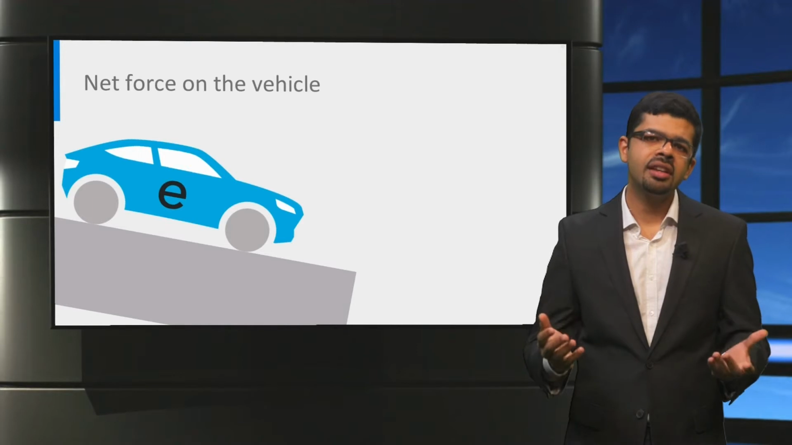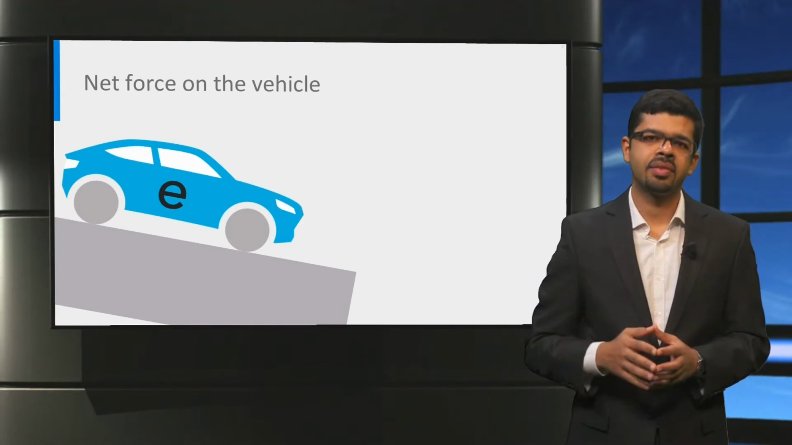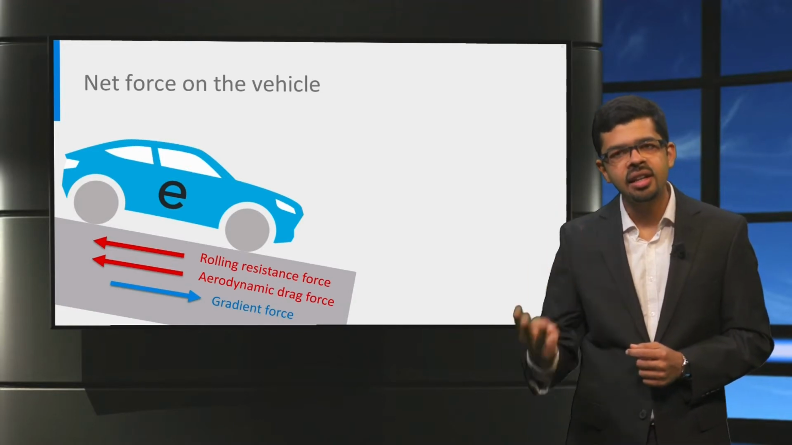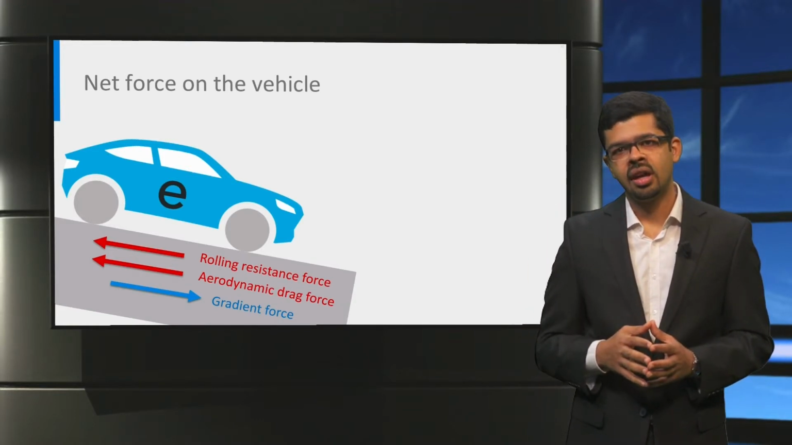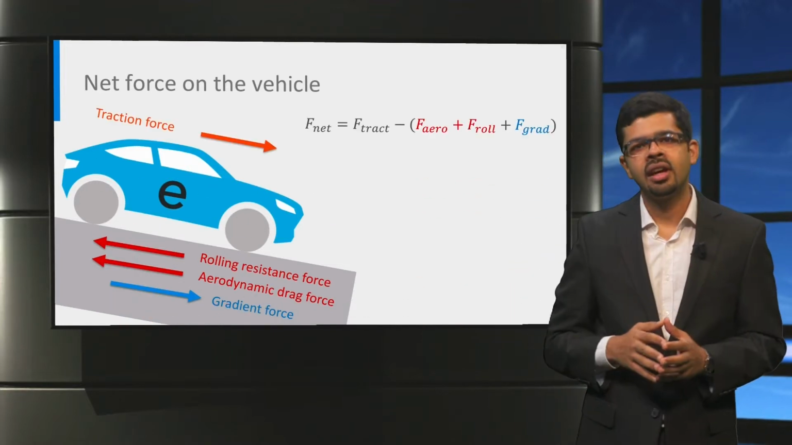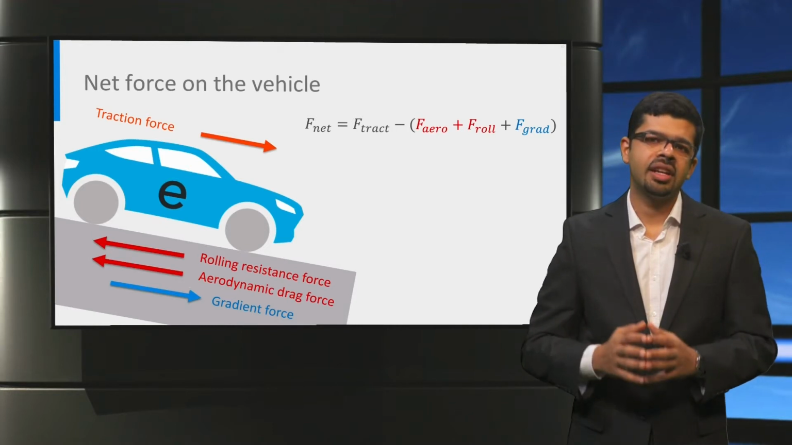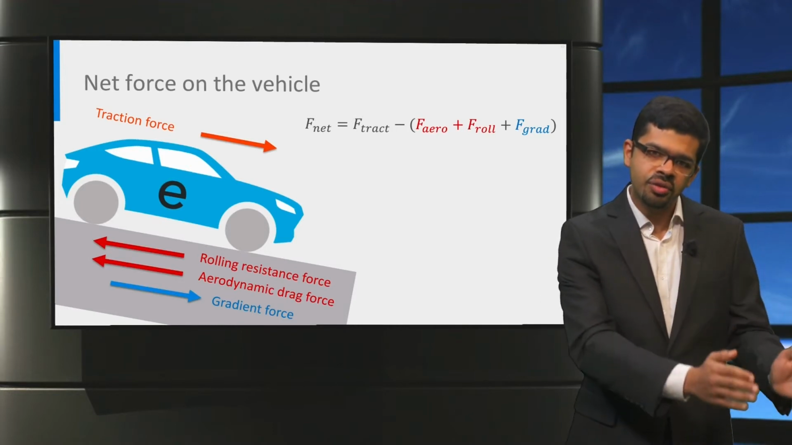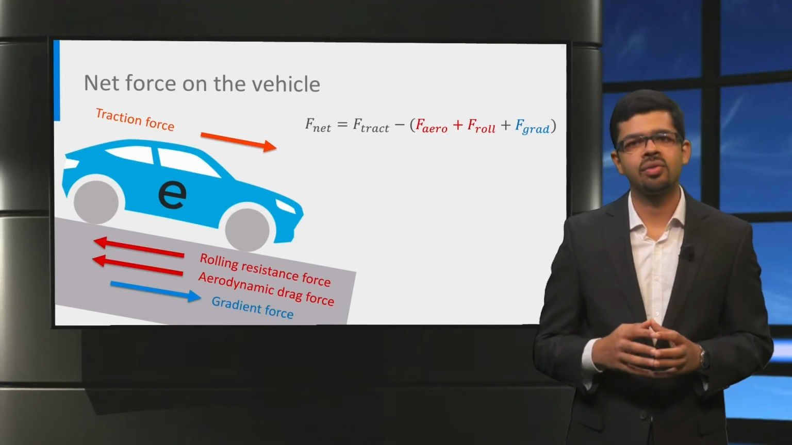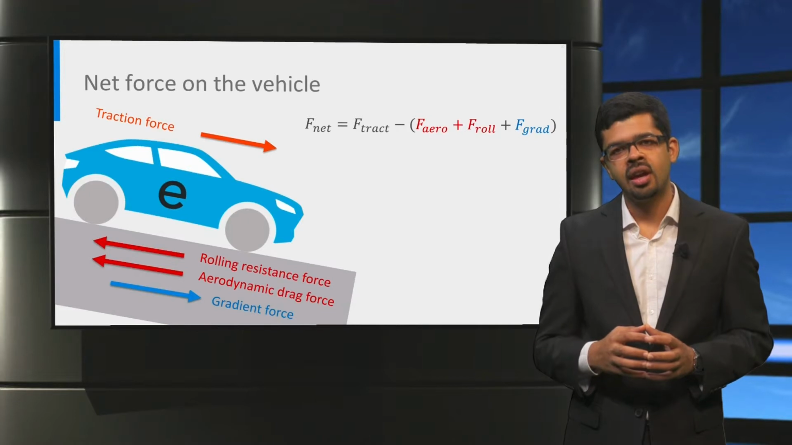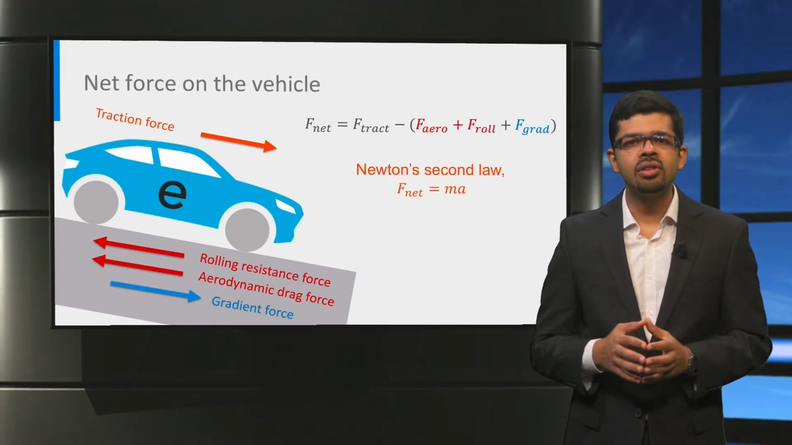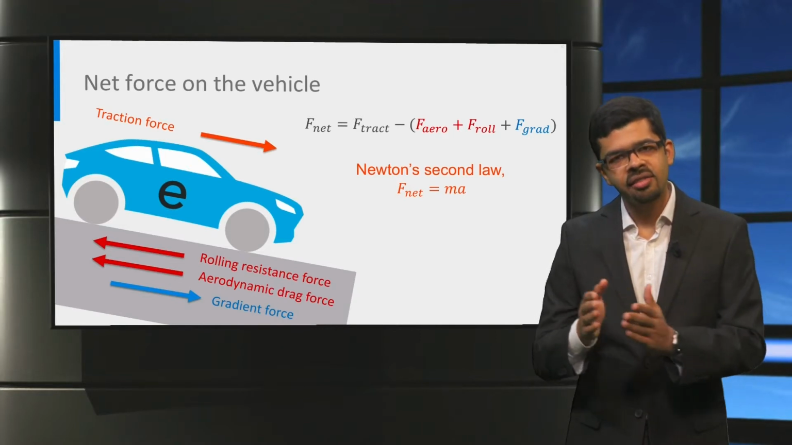If we now consider a vehicle moving on an inclined surface, then the aerodynamic drag force, the rolling resistance force, and the gradient force act on the vehicle. If we now include the traction force provided by the vehicle powertrain, then the net force on the vehicle F net is the difference between the traction force and the sum of the forces due to the aerodynamic drag, the rolling resistance force, and the road gradient. By Newton's second law, the net force on the vehicle is equal to the product of the vehicle mass and the vehicle acceleration.